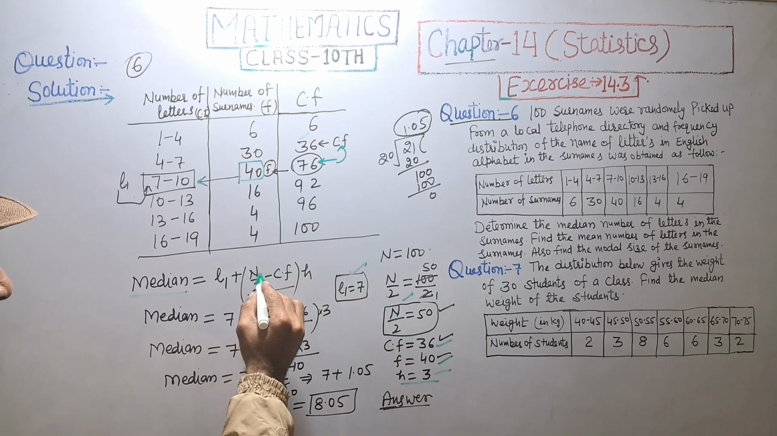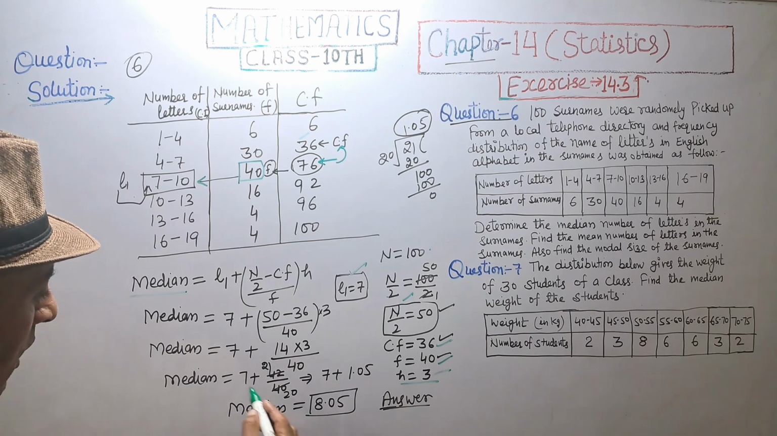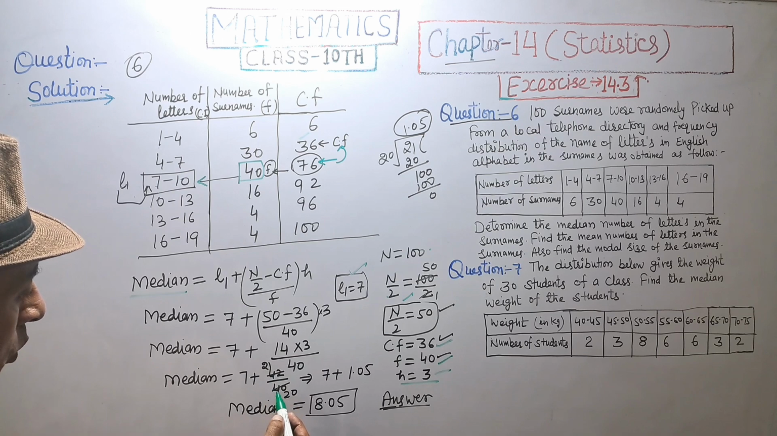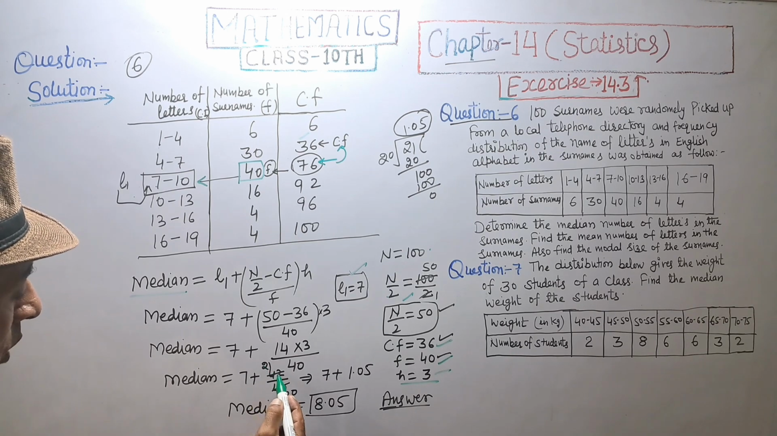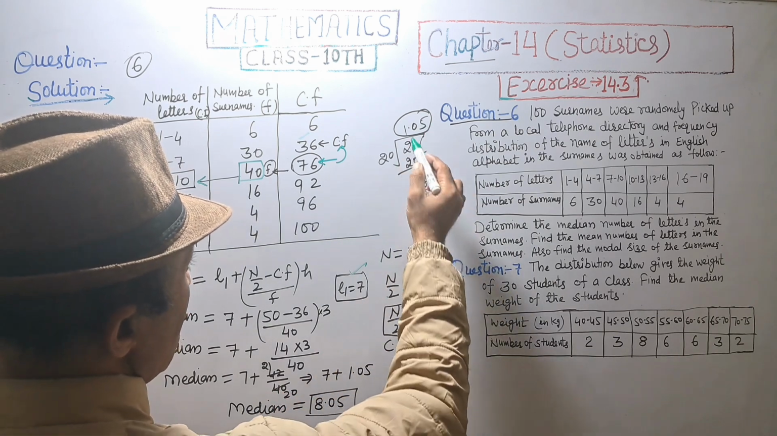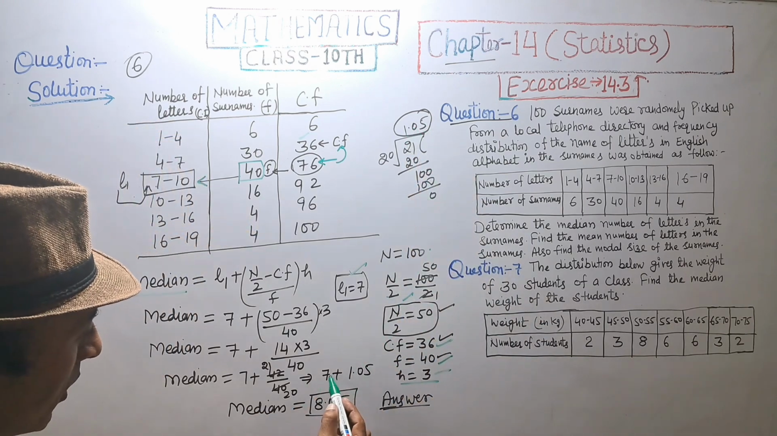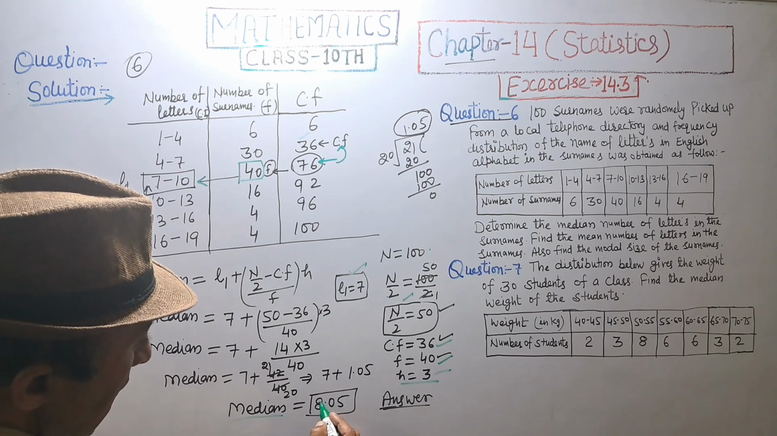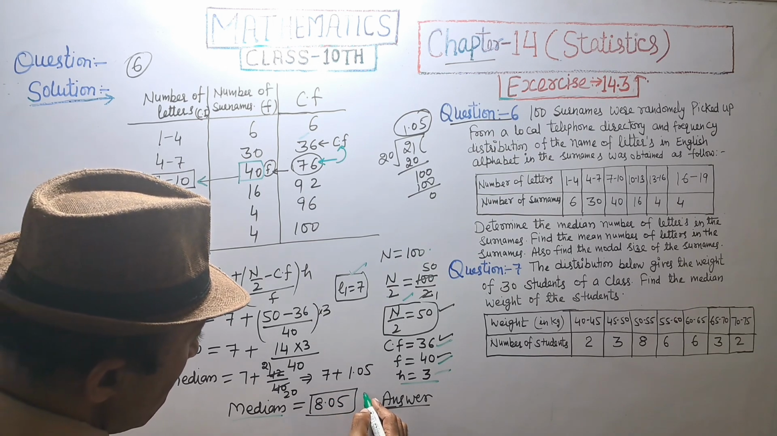Putting the values of L1, N by 2, CF, F and H in this, we get 7 plus 14 3s are 42 upon 40. 42 divided by 2, 21 2s are 42, and 20 2s are 40. We divide 21 by 20 and get 1.05. So 7 plus 1.05, median is equal to 8.05. Answer.